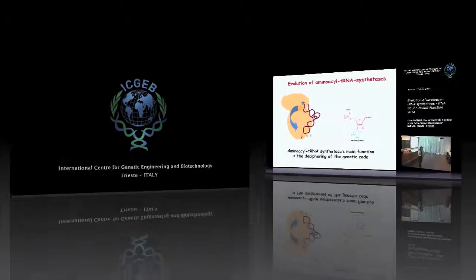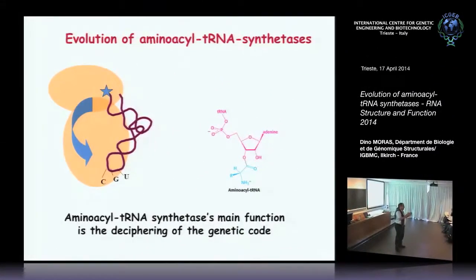Today I'm going to talk a little bit about the aminoacyl-tRNA synthetases, whose main function is the deciphering of the genetic code. These are very important enzymes. They charge the amino acid on the terminal end of the transfer RNA. Normally, the charged tRNA reaches the ribosome, and that's where the amino acid is, here on the 3' end.